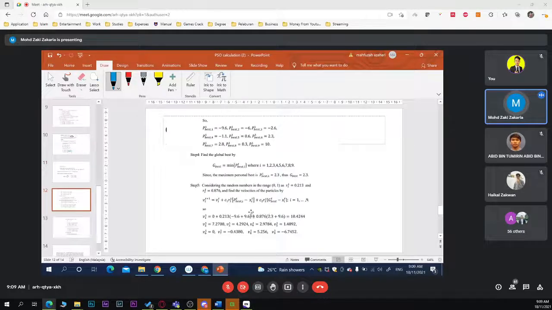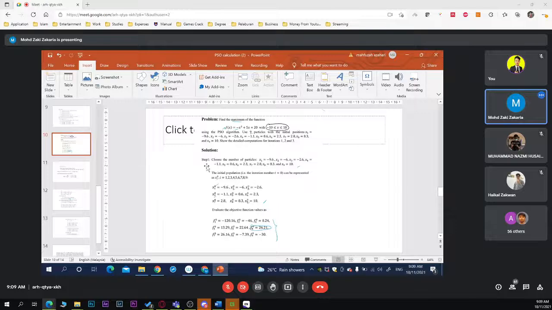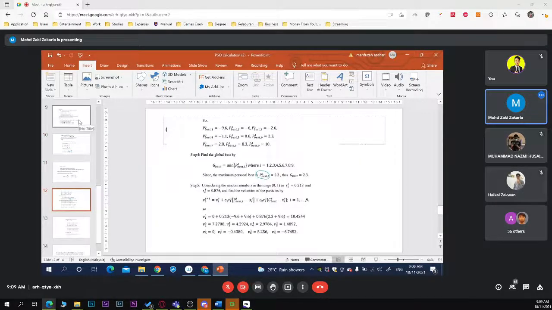So the best particle is F6. Find the maximum P best, which is P6, 2.3. Okay, 2.3. Thus G best equals 2.3, because this is the best among the particles. Clear so far?